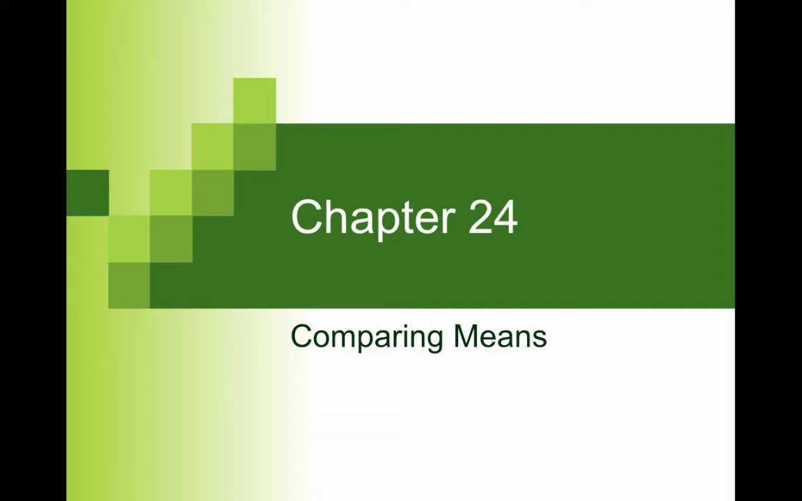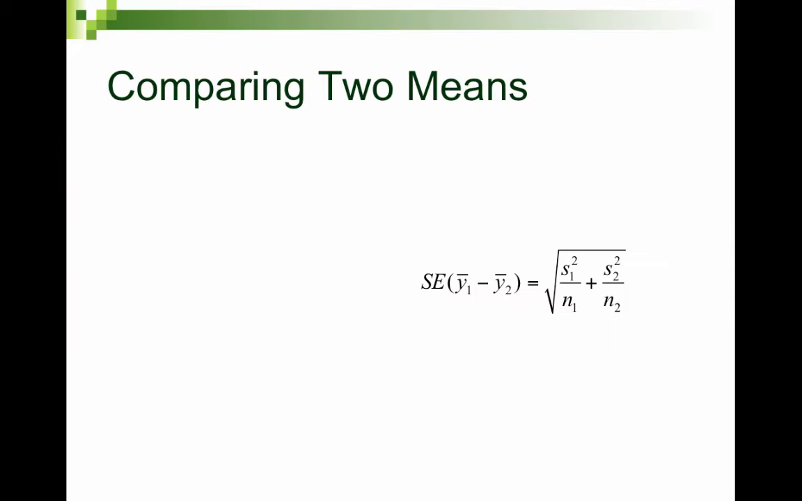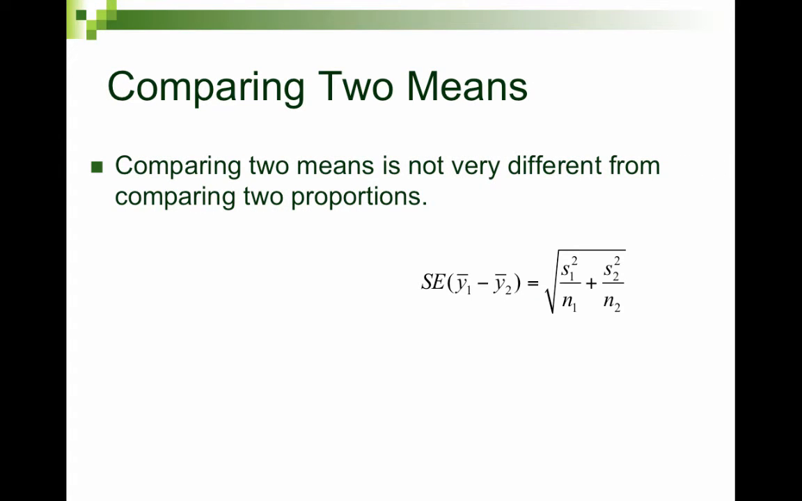We're starting chapter 24, which is comparing means. So now instead of just dealing with one sample, we'll be dealing with two. When we are comparing two means, it's not very different from comparing two proportions. So similar concept if you have two means as having two proportions.